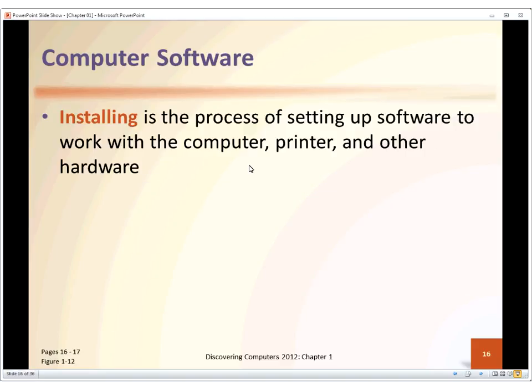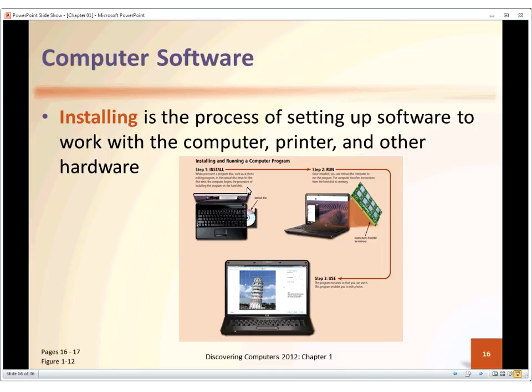So that software has to be installed, and that's the setting it up, working with the computer. Installation can happen in many different ways, but you need to have the actual application program, the executable program, to be able to install that. Here you'll see on the laptop it's being installed via optical disc. And then once you want to run that software, it has to be stored in RAM so that you can use that application. So install it, run it, and then use it. That's a typical process for using software.